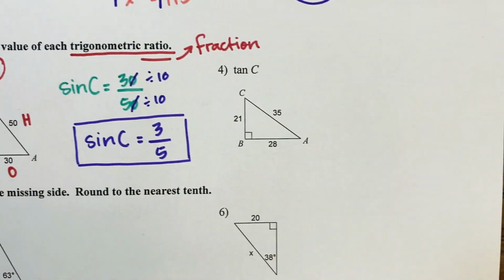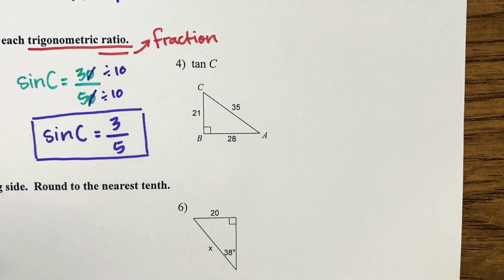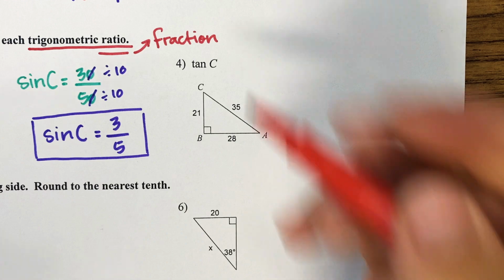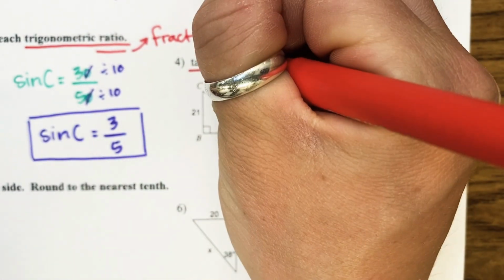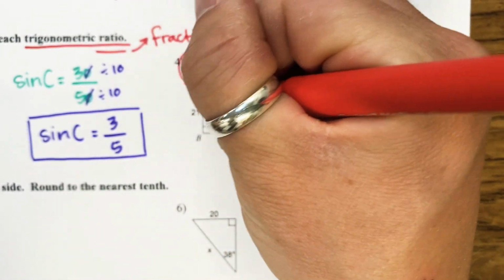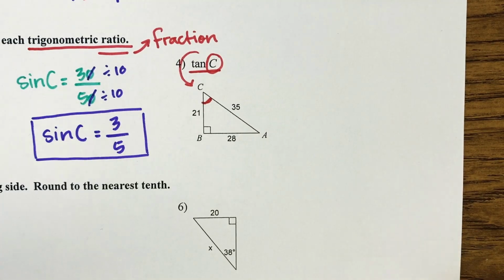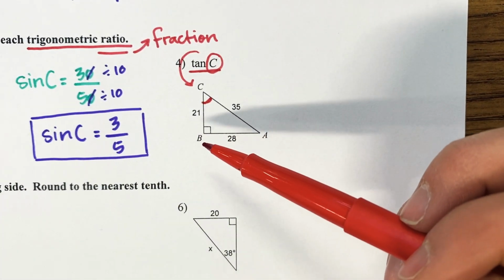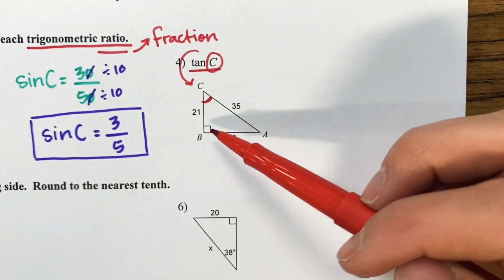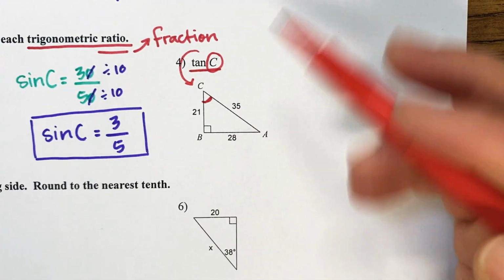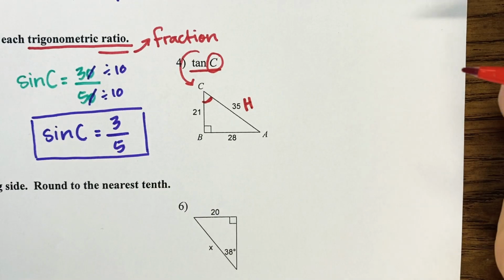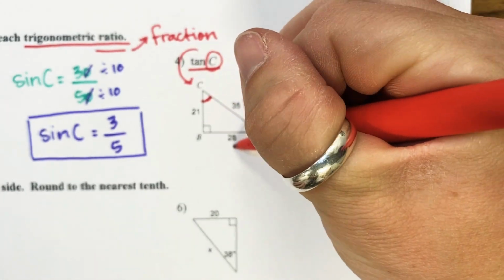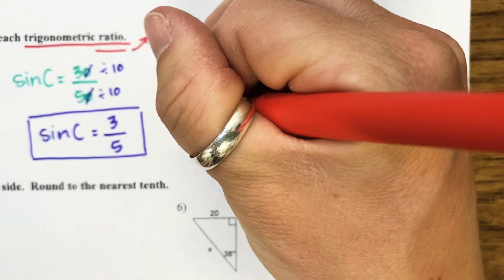All right, so let's do it again for 4. So again, it wants us to look at angle C. Okay, angle C is right there. Okay, so now, just like we did on number 3, let's identify opposite, hypotenuse, and adjacent. So hypotenuse is always right across. So we have our hypotenuse. Then we have our opposite and adjacent.